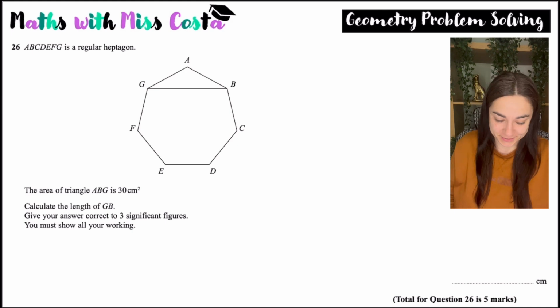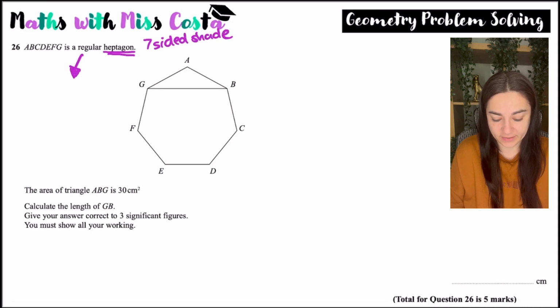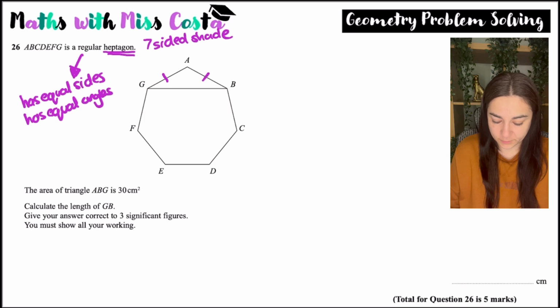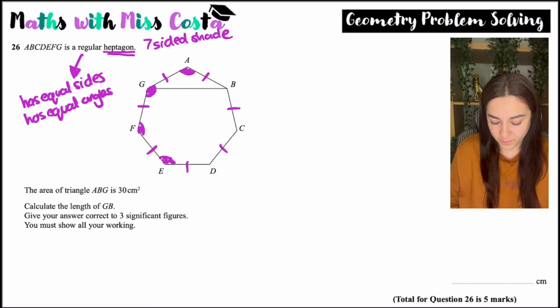And in the last question, I have been given a regular heptagon. Now, a heptagon is just a 7-sided shape. And the fact that it is regular is really important because any regular polygon has all equal sides and all equal angles. So I know that this side is equal to this side, is equal to this side, and so forth. And I know that each of the angles are going to be exactly the same. So therefore, if I know what the sum of the angles is, I just divide by 7.